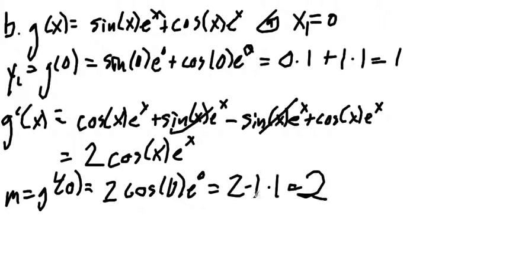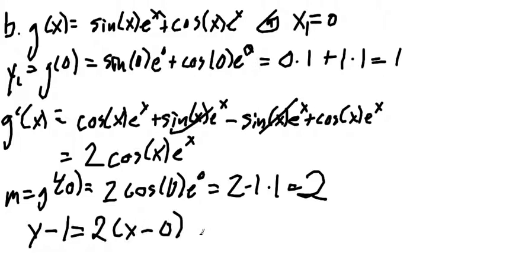And so that means that our equation is y minus y1, which is 0, is equal to 2 times x minus x1, which is 0. And 2 is the slope, of course. If you really want to put this into slope-intercept form, this gives you y is equal to 2x plus 1. Fantastic.